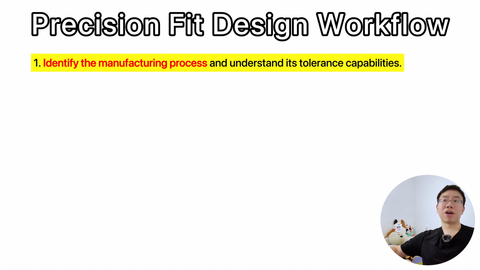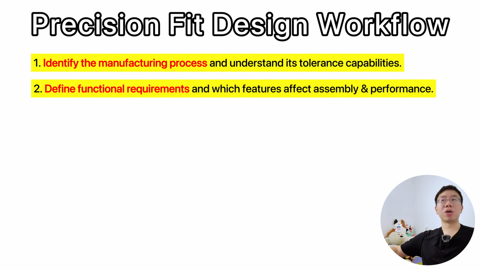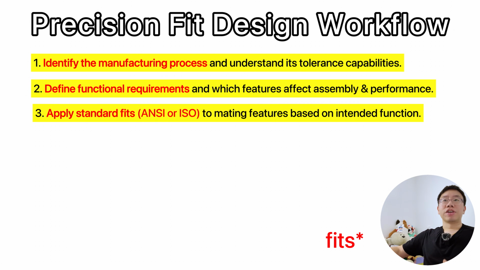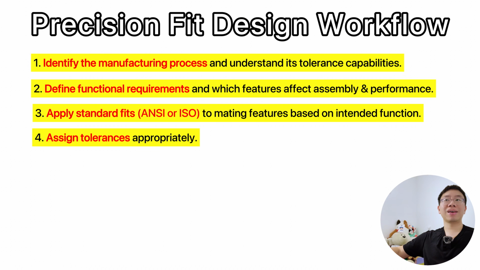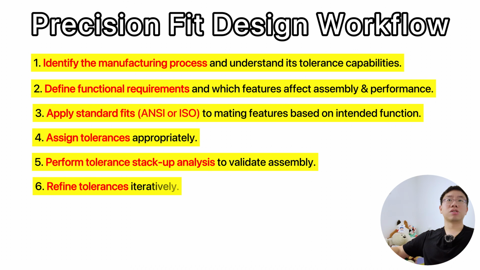First, identify the manufacturing process and understand its typical tolerance capabilities. Second, define functional requirements and which features actually affect assembly and performance. Third, apply standard fits like ANSI or ISO to mating features based on intended function. Fourth, assign tolerances appropriately and tighten only where critical. Fifth, perform tolerance stackup analysis to validate assembly under real-world variation. Finally, step 6 is to refine tolerances iteratively to balance function, manufacturability, and cost.